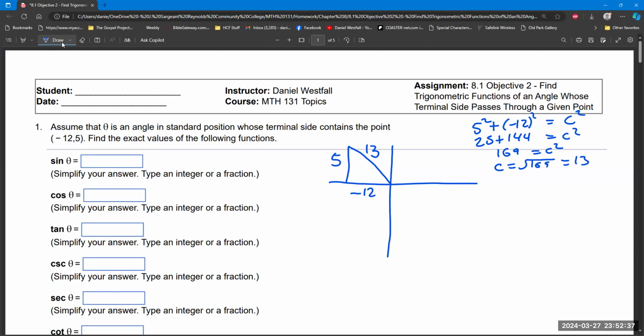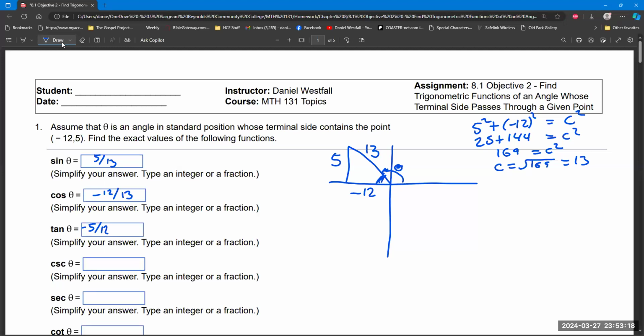So here's my angle, theta, but I can look at this triangle right here. That's pi minus theta, and I'll get the same values as I would get for the trig values for theta. And so sine is going to be opposite over hypotenuse, looking at this angle right here. Cosine is going to be negative 12 over 13. Tangent is 5 over negative 12, or negative 5 over 12.